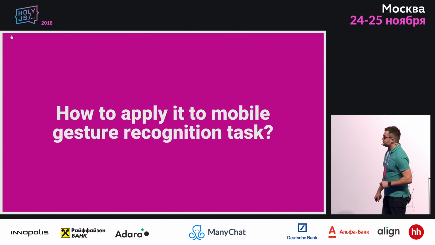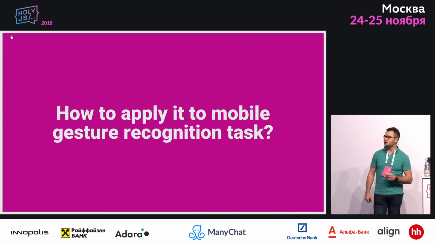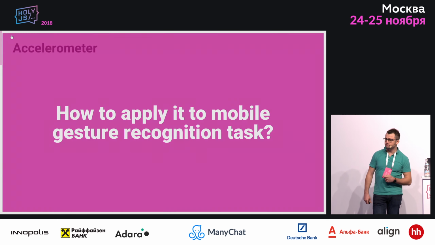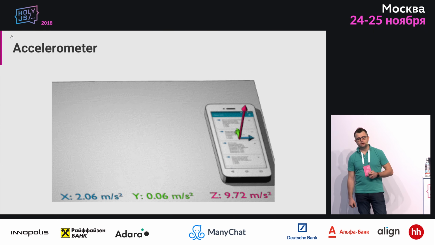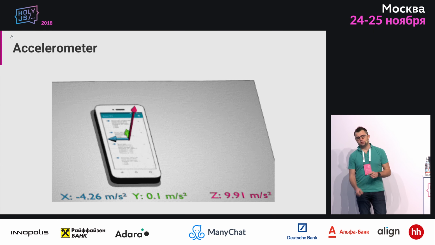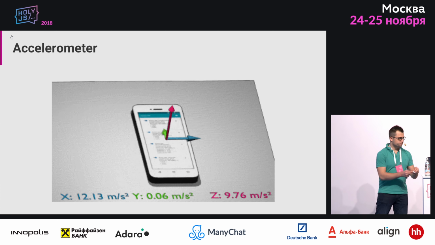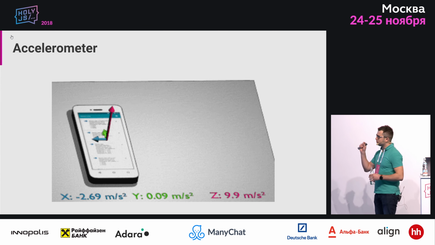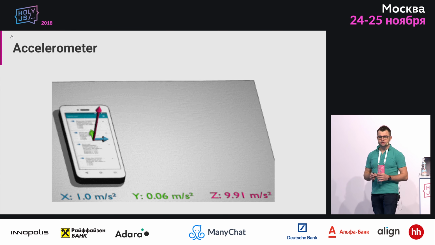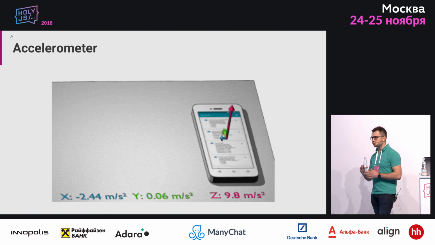Okay, the next question. How to apply all those crazy stuff to gesture recognition task? First of all, what we need? We need a smartphone. And most of your smartphones have an accelerometer built in. What is an accelerometer? An accelerometer is a small device that will show us the acceleration we are actually applying to our smartphone.